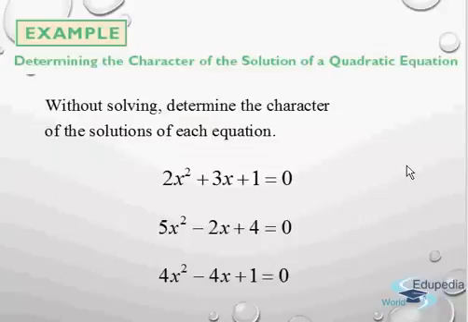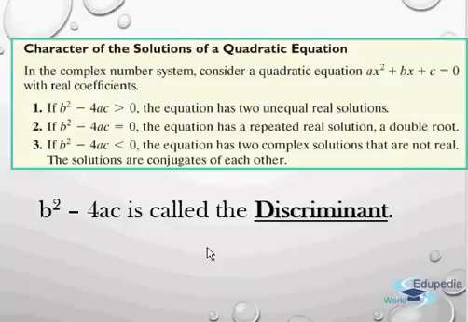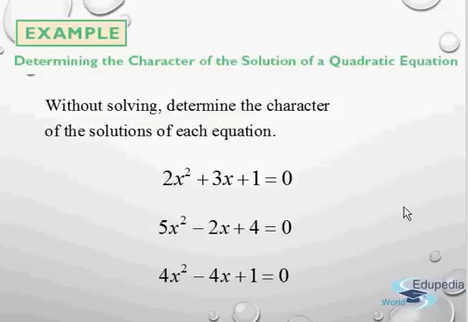Moving on to the second one, 5x squared minus 2x plus 4. So b squared is going to be negative 2 squared, that is 4, minus 4 into 5, that is 20, multiplied by 4, that is 80. So 4 minus 80. Now this one is going to give us a complex solution. Why? Because we know that the discriminant is less than 0. So when we have a discriminant less than 0, we know that the answer is going to be a complex solution.